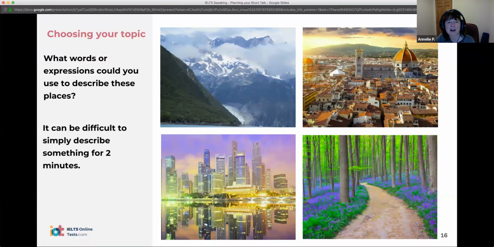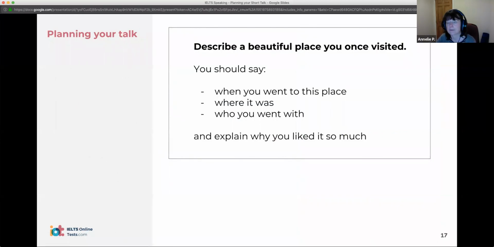Okay, so that's describing. That's one thing that you're going to do. But that's not going to get you 2 minutes. Using adjectives to describe the place, you can't really do that for a whole 2 minutes. So what else are you going to talk about? You need to plan all the different areas, all the different things that you can talk about. Okay. So still staying with the same example.